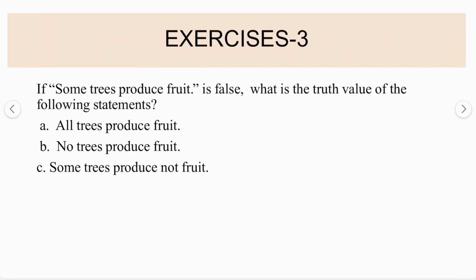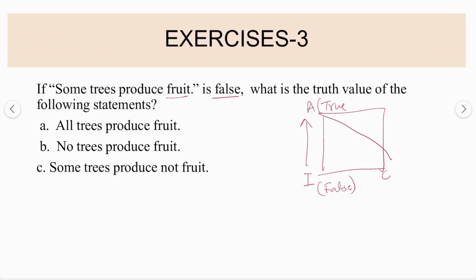Next question, some trees produce fruits. So this is false. So again the I proposition is false. If I is false, then truth follows upwards, meaning the A proposition is true. If the A proposition is true, then the O proposition will be false, and if the O proposition is false, then the E proposition will be true. So you get all trees produce fruits, which is true. And then no trees produce fruits and some trees do not produce fruit, so both of those will be false.